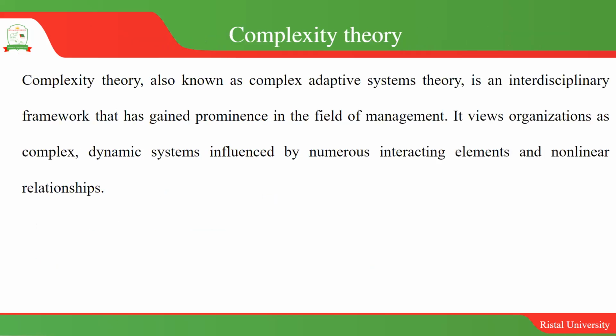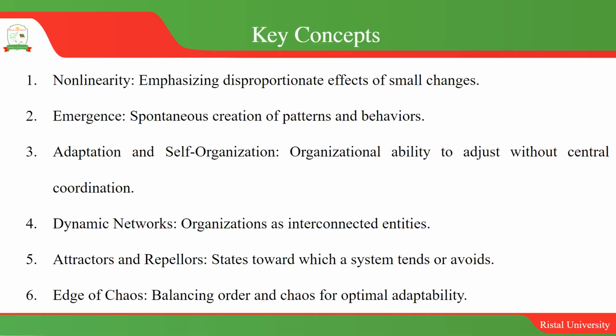And then the fourth theory is what we are calling the complexity theory, which can also be termed the complex adaptive system theory. Other resources call it the chaos theory. It's one of the modern theories of management that looks at organizations as complex and dynamic systems that are influenced by numerous interacting elements in a non-linear relationship. So we are going to look at the key concepts of this theory. The first one is non-linearity.